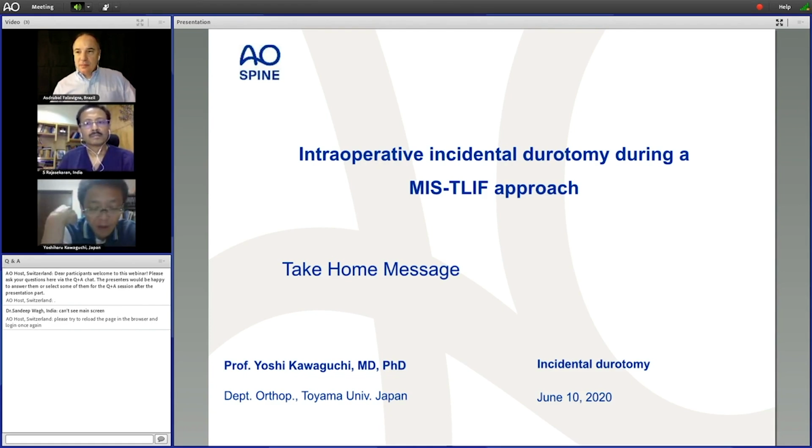Yeah. I think the incidental durotomy frequently occurs in the multiple operated back case, the reoperation case. So the reoperation is very difficult and very dangerous. So if you remove the bone and the ligament, you must release from the dura, between the dura and the soft tissue. You must remove it very carefully. That is my take-home message.